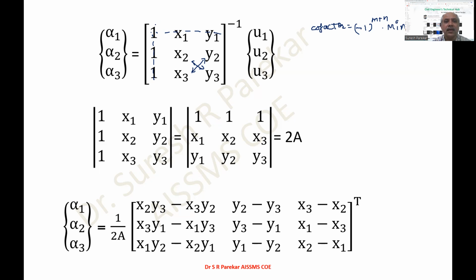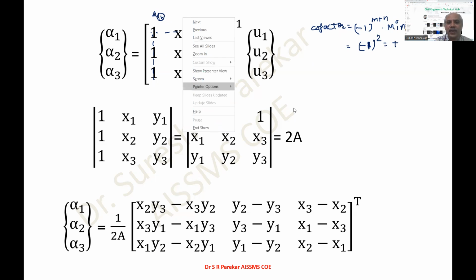Now what is the number of the element? We have a11, so 1 plus 1, 2. So if I put minus 1 to the power 2, we will get this value as plus. Whenever the addition of row and column is even, my cofactor will be plus. And when the addition of column and row is odd, I will get that cofactor as minus. Likewise, we have to calculate these values.